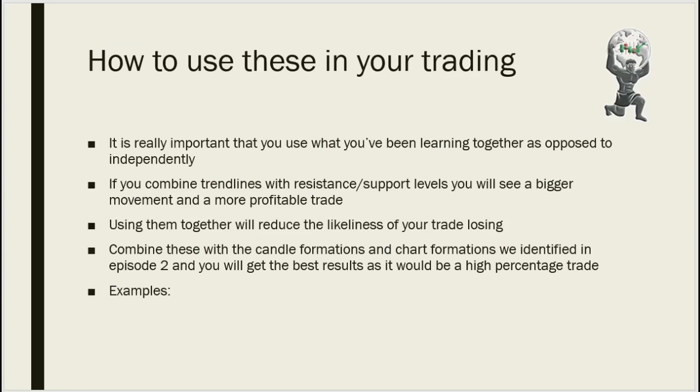Well, it's really important that you use trend lines with other confluences as opposed to independently. If you combine trend lines with resistance or support levels, you'll see a much bigger move and a much more profitable trade. Using them together will also reduce the likeliness of your trade actually being a loser. If you combine these with the candle formations and chart formations that we identified previously, you'll get the best results, as it'll be a high percentage trade. So here's a little example that I have for you, if I can get that up now.